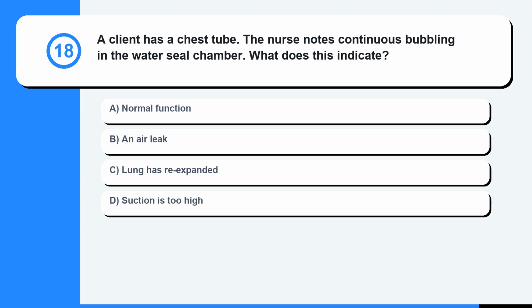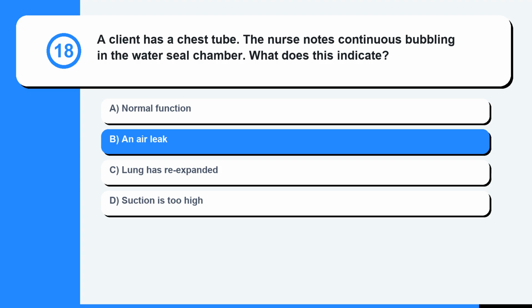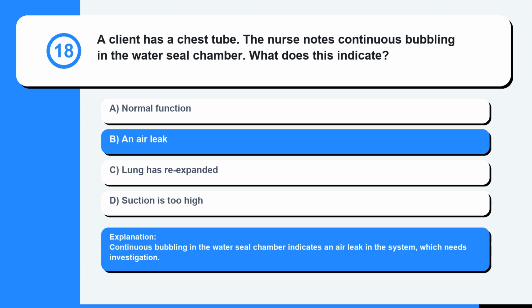Question 18. A client has a chest tube. The nurse notes continuous bubbling in the water seal chamber. What does this indicate? A. Normal function. B. An air leak. C. Lung has re-expanded. Or D. Suction is too high. The correct answer is B. An air leak. Continuous bubbling in the water seal chamber indicates an air leak in the system, which needs investigation.